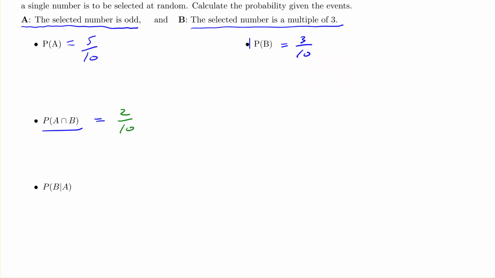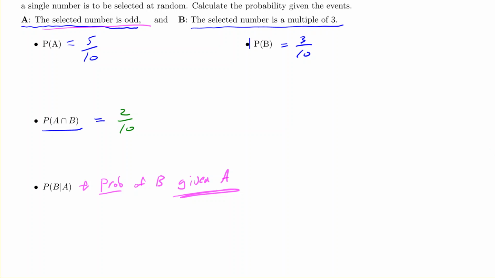Now let's look at conditional probability. This one is asking, find the probability of B given A. So let me write that until we get used to it. Probability of B, this vertical line means given A. So, excuse me, given A. A is the odd numbers. So given we already selected an odd number, what is the probability that this odd number is a multiple of 3? That's what we're finding.